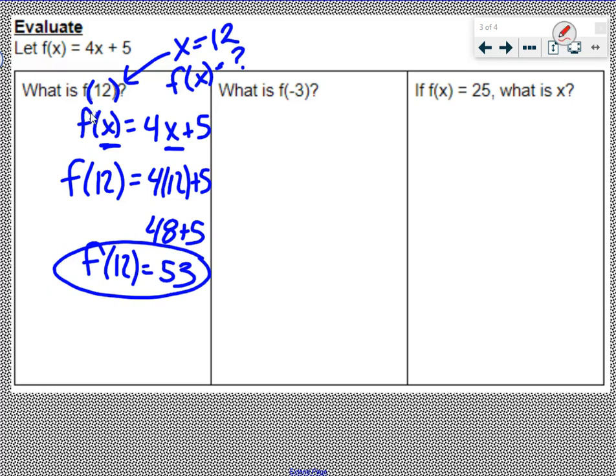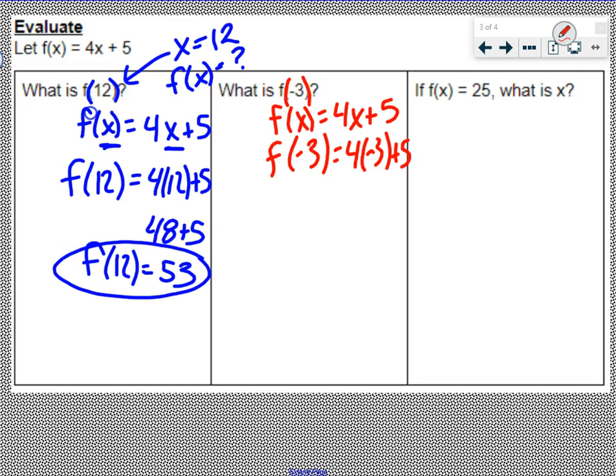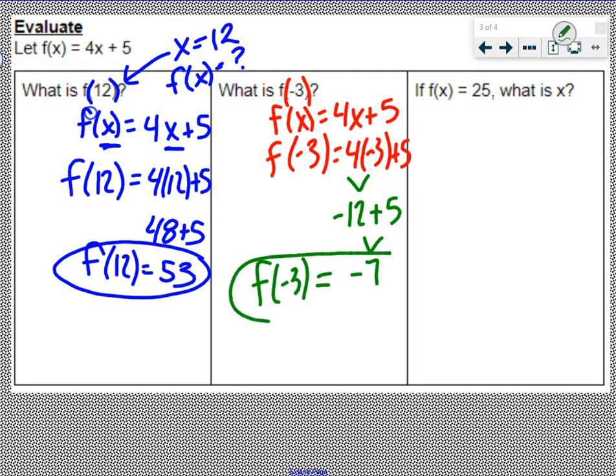Same concept here. What is f of -3? Well, we're doing the same concept. We're just plugging in a different number. So we say f of -3 is equal to 4 times -3 plus 5. Replace your x's with -3. And then just evaluate. 4 times -3 is -12. -12 plus 5 is -7. So we have f of -3 is equal to -7.